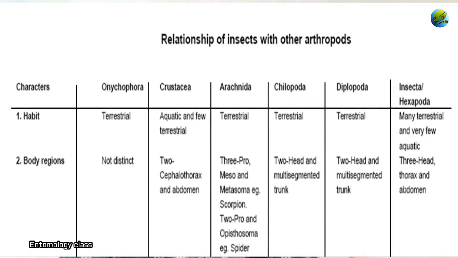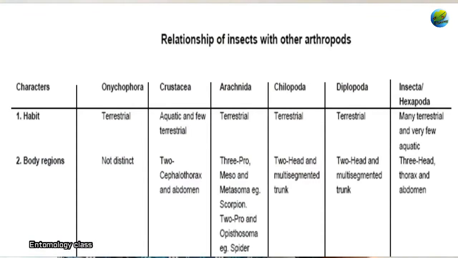Now let's see the relationship of our class Insecta with the other arthropod groups. If we see the characters of other arthropod groups, the habitat of most of the members of the Arthropoda is terrestrial, except some like crustacea, our crabs, which are mostly aquatic in nature with a few terrestrial organisms. But Insecta has both aquatic and terrestrial ones, though the majority are terrestrial. Some of them are aquatic in their immature stage, and when they mature into the adult stage, they are terrestrial in habitat.